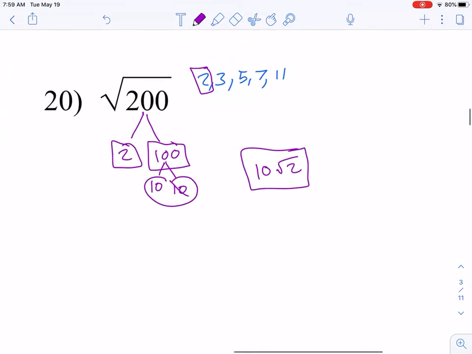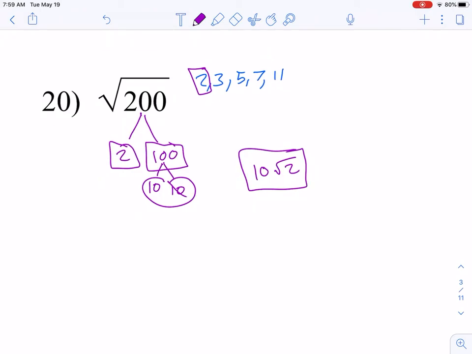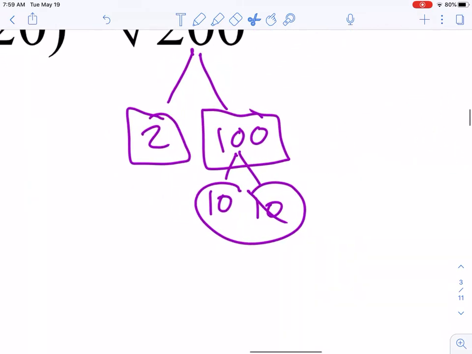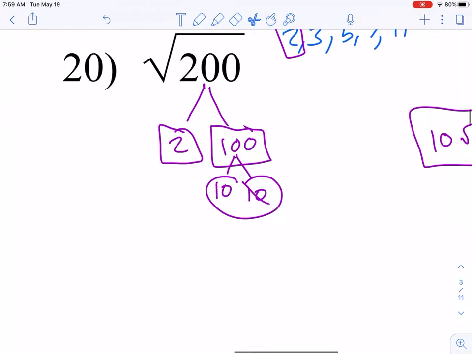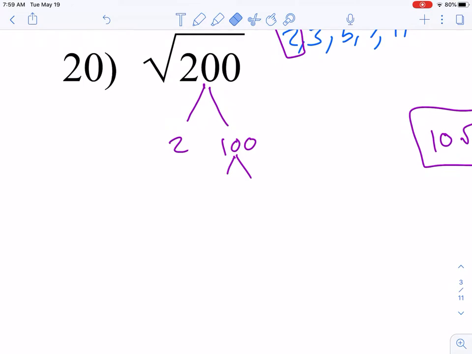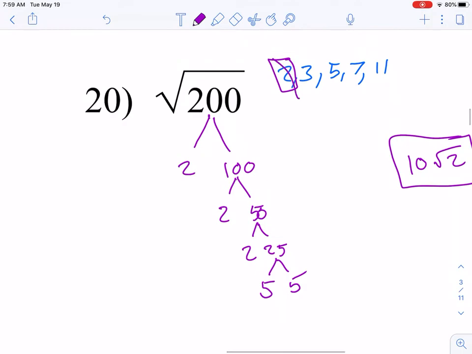I'm going to show you had we not broken it down. So breaking it down, we ended up with 10 square root 2. That was our answer. I'm going to come back here, and instead of using 10 and 10, instead of using my perfect squares, I'm going to continue to use a 2. So I'm going to break 100 down into 2 and 50. And then I can break 50 down into 2 and 25. And then I can break 25 down into 5 and 5. Because 2 wouldn't work, and 3 wouldn't go into 25, but 5 does work.